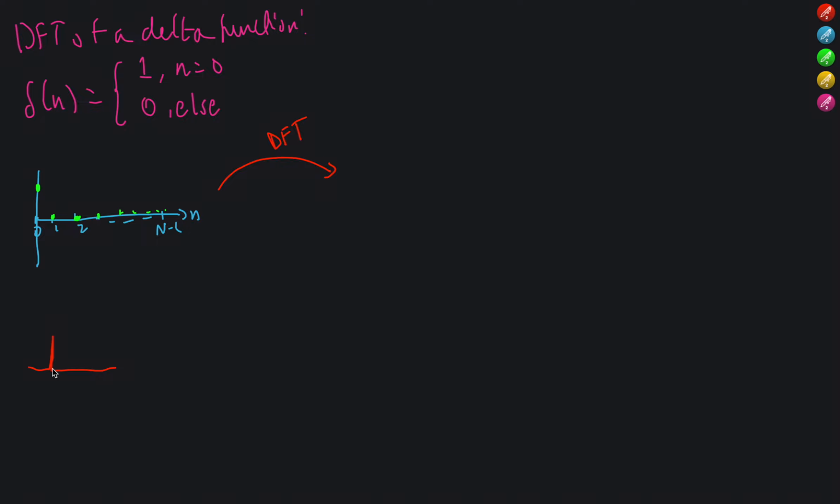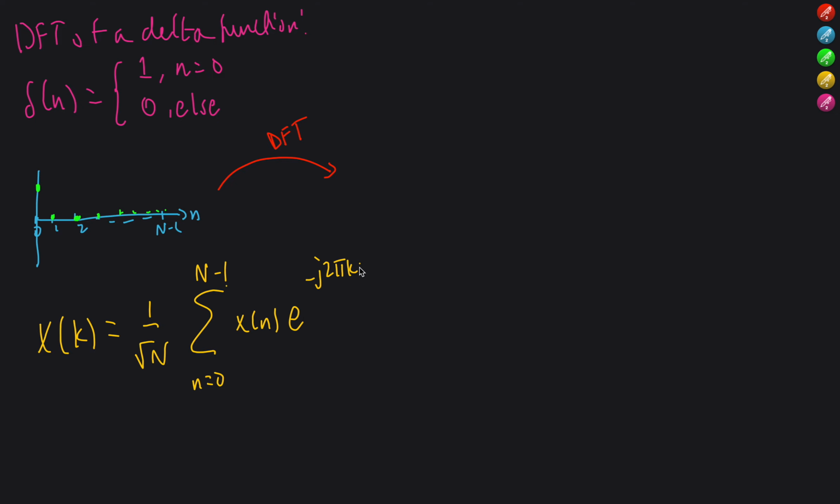Instead of trying to think about it intuitively, let's literally plug and chug into the definition of the DFT. Remember, the general definition of the DFT is big X of k is 1 over root N, sum from little n equals 0 to big N minus 1 of our signal in time, little x of n, times e to the minus j 2 pi k n over N. I'm going to replace x of n with the actual signal we're looking at, which is delta of n.